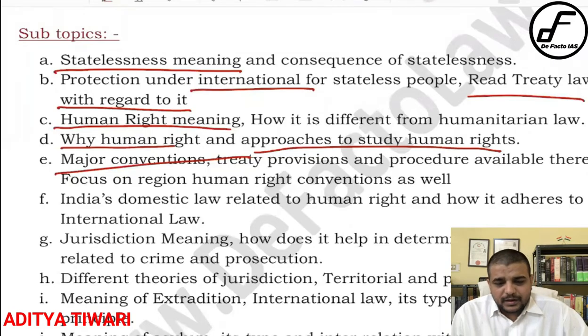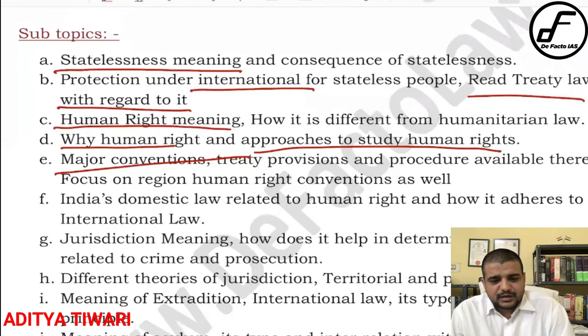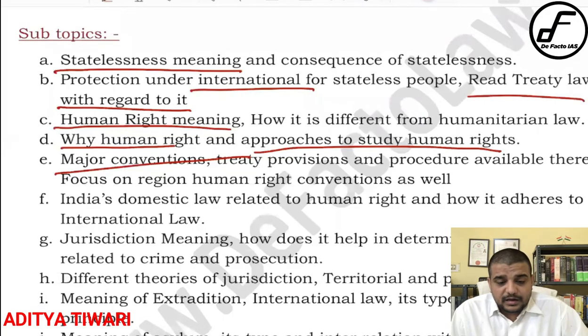Okay, right? Yes, Adil is asking a good question. International repercussions of NRC. Yes, that will be a very good discussion, obviously, and that will be covered in the statelessness topic. Very correct.